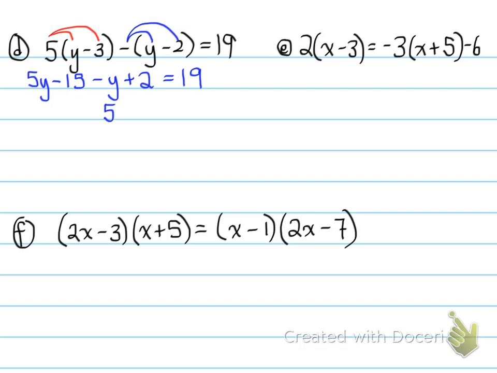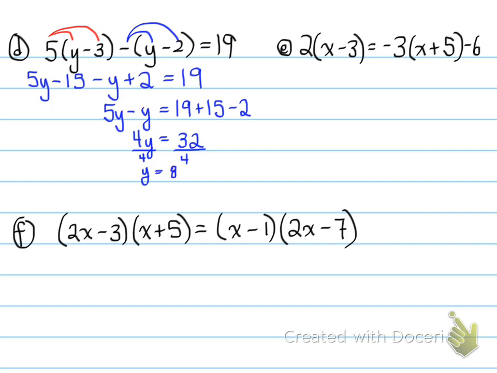Now, I'm going to leave my y's on the left side and move all the numbers to the right side. So we have 19, and then we have plus 15, and then we have minus 2. So 5y minus y is 4y. 19 plus 15 minus 2 is equal to 32. We divide both sides by 4, and we end up with y is equal to 8.